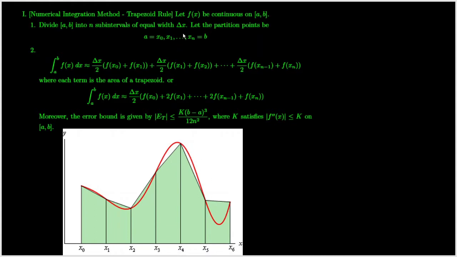To use the trapezoid rule, the first thing we do is to divide the interval from a to b into n subintervals of equal width. We use delta x to denote the width of the subintervals, and we use x0, x1, up to xn to denote the partition points. On this sketch, you have a particular case that n value is equal to 6. We divide the interval from a to b into 6 subintervals.